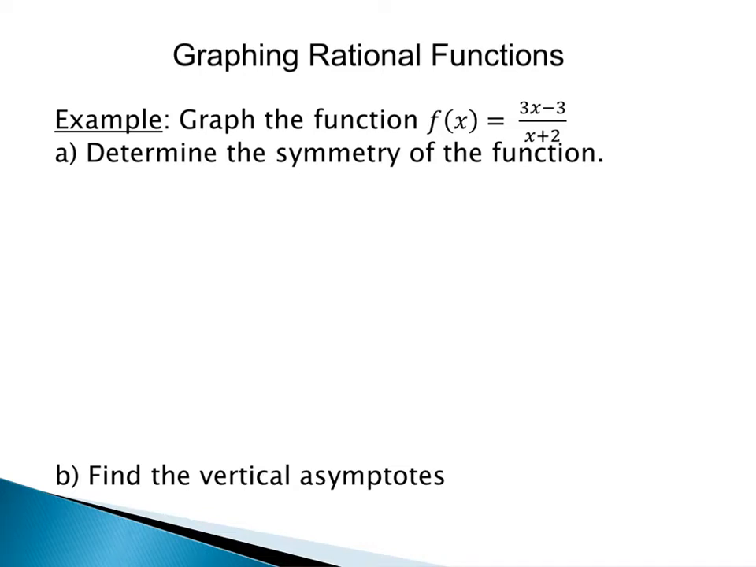In this lesson, I just want to walk through the full steps for graphing a rational function as shown in your textbook. It is important that you understand how to graph using each of these steps and how they develop into the final graph of our function. So here we have f of x equals 3x minus 3 over x plus 2.